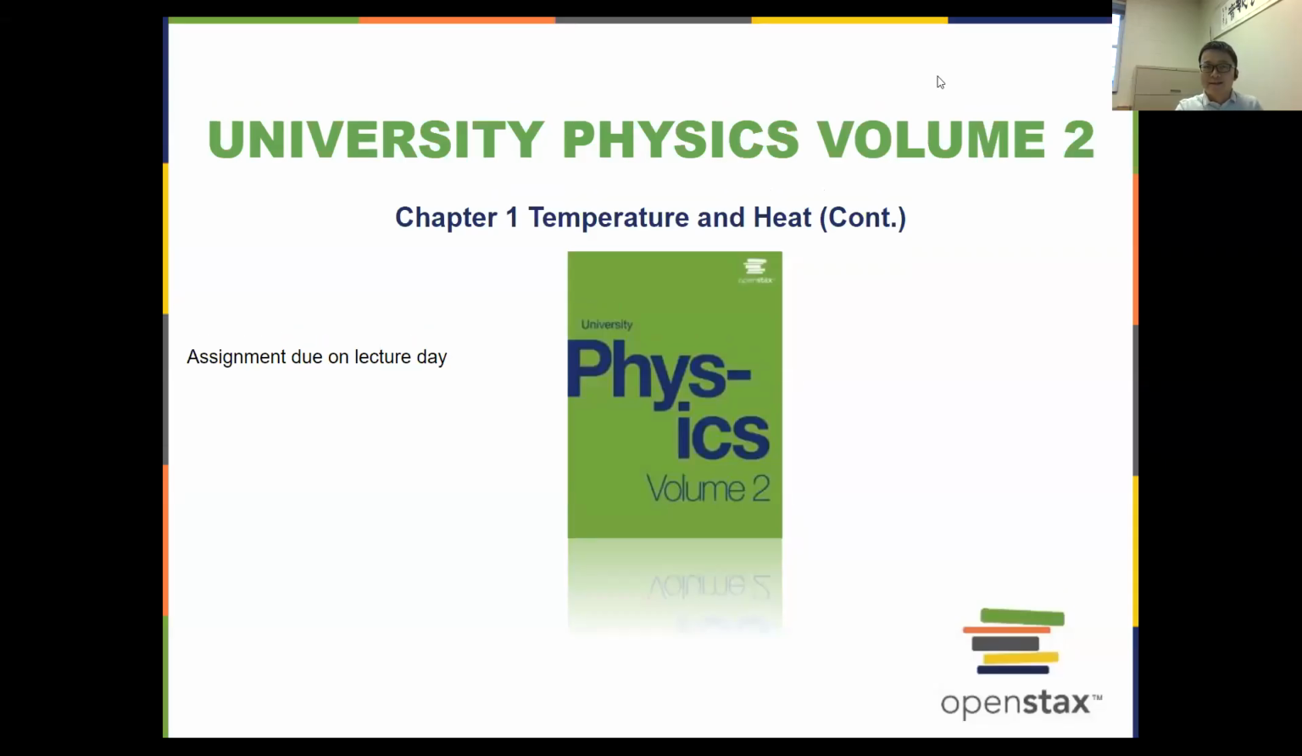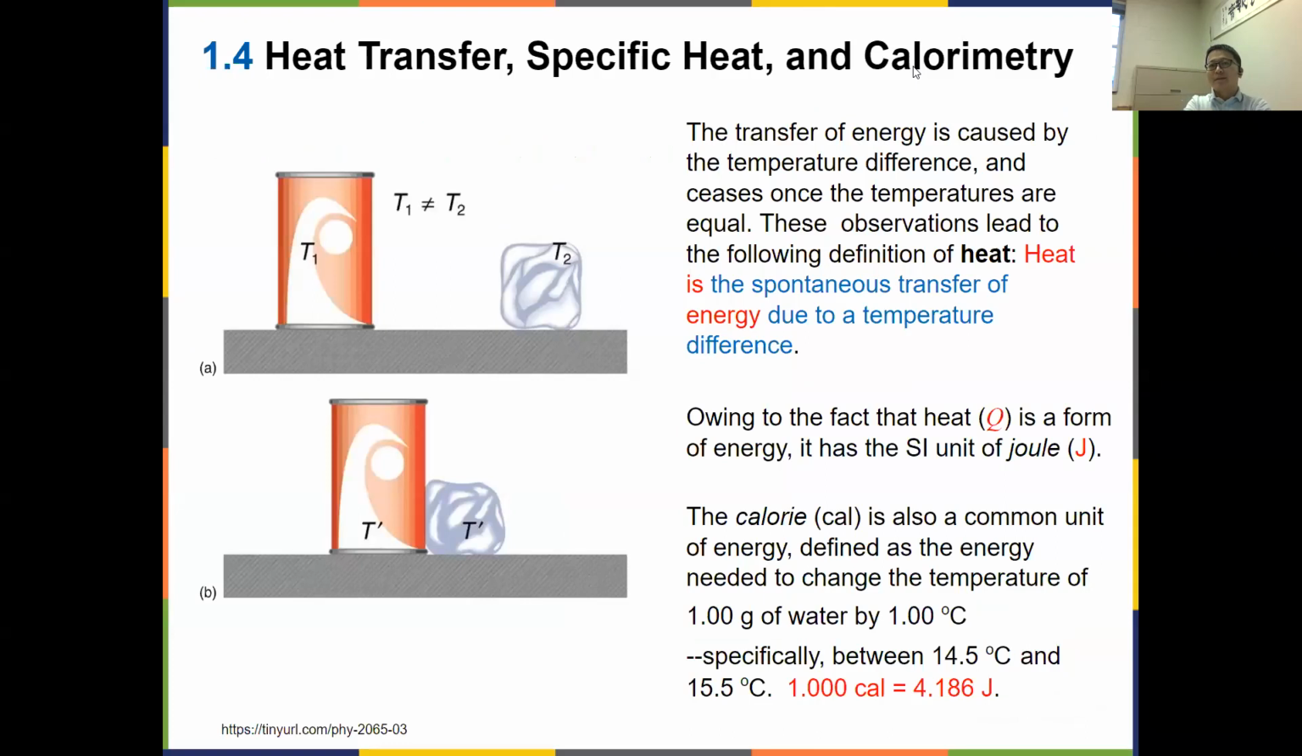All right, welcome back. So last time we talked about heat and specific heat. So basically heat is transfer of energy from the higher temperature object to lower temperature object. We use Q as the quantity heat, and then we use the SI unit of joule for this quantity, J.